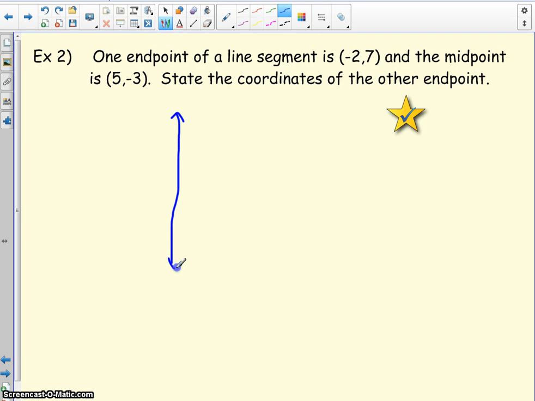So a quick little sketch might help here. So (5, -3) is going to be somewhere down here, and that's going to be the midpoint right now. Okay, (-2, 7) is going to be somewhere up here, and that's the endpoint that we're just going to call A for now.